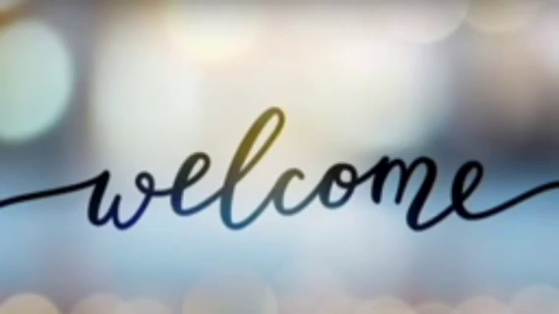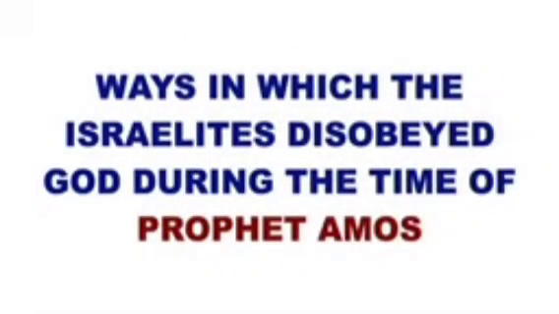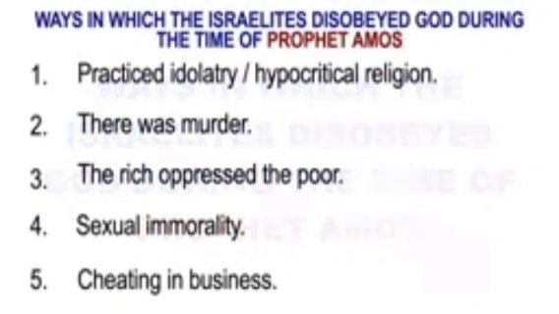We are looking at the answers to the KCSE CRE Paper 1 examination, and we are tackling question 4A, which asked ways in which the Israelites disobeyed God during the term of Prophet Amos. Number 1, the Israelites practiced idolatry, or rather you can say the Israelites practiced hypocritical religion.